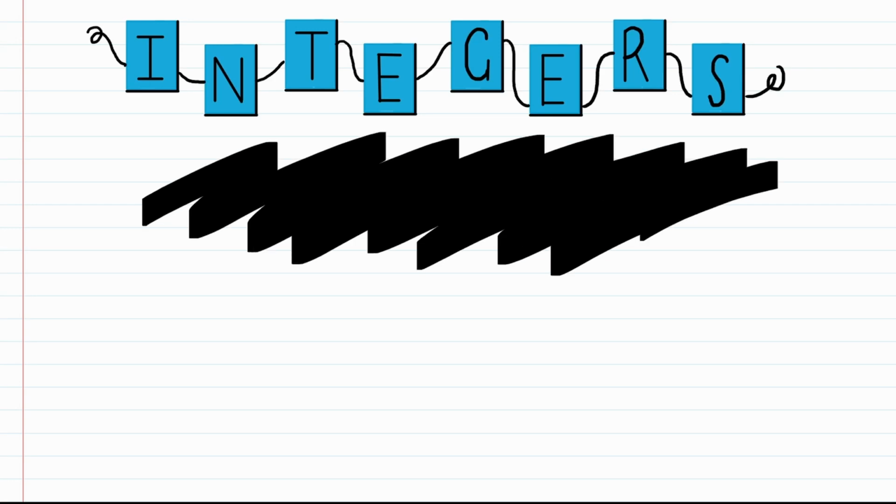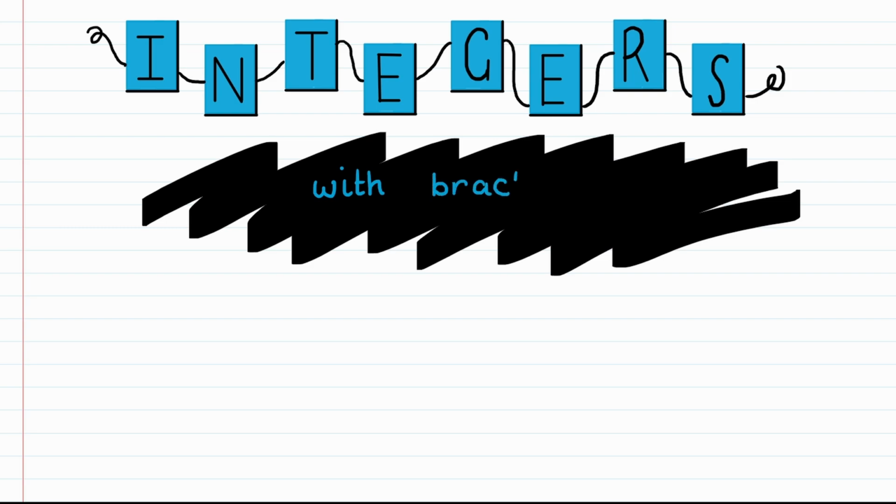We are going to continue on to our third lesson on integers. We know how to count on a number line and how to do quick mental calculations without one, but now we're going to look at what happens when we have brackets in a question. First of all, let's take a look at what it means to work with brackets.